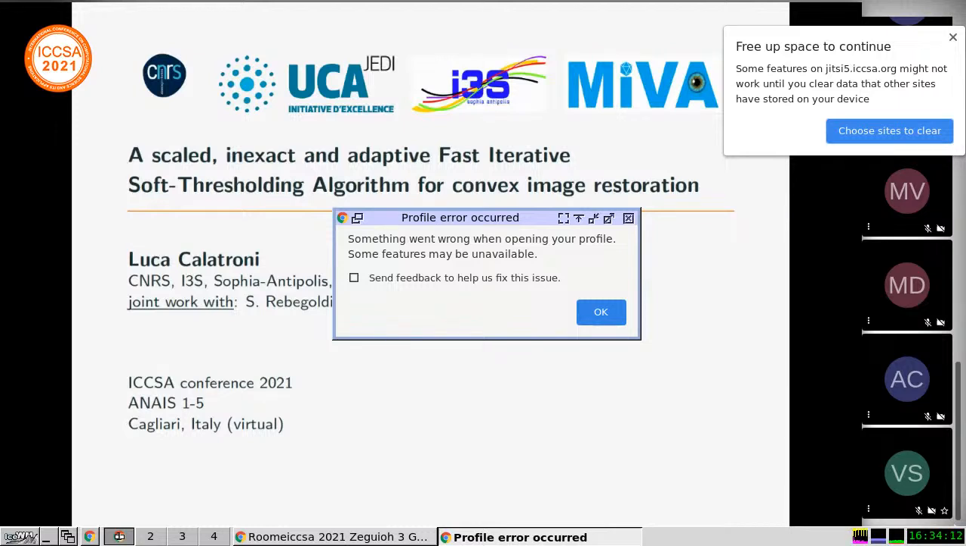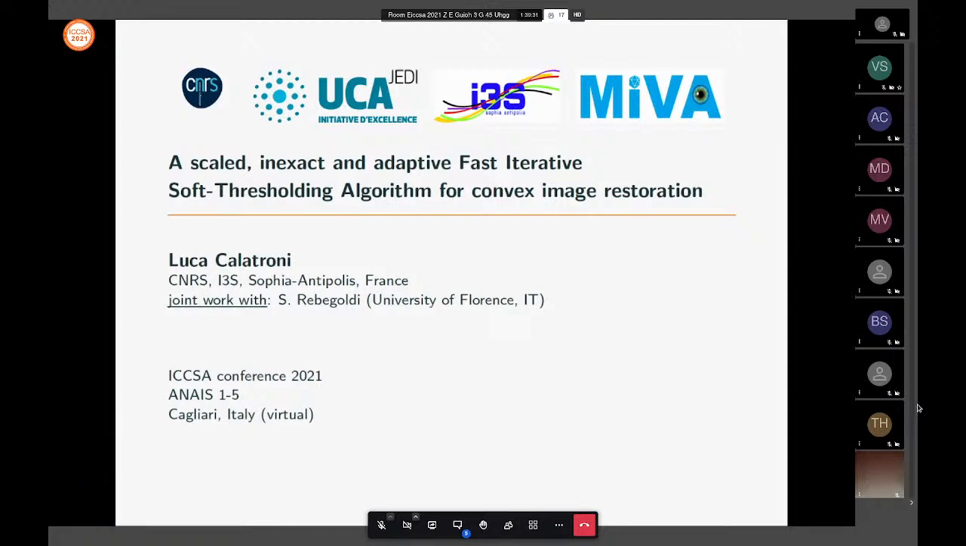So yeah, I'll be presenting you some recent work I did in collaboration with Simone Rebegoldi. In particular, it's a specified result of some more general results that we obtained in an extended version of this paper. But here, the point is how to develop fast optimization algorithms for solving a composite optimization problem.